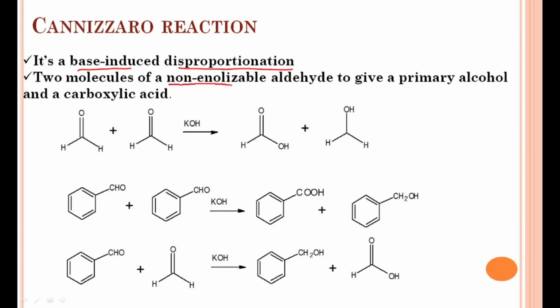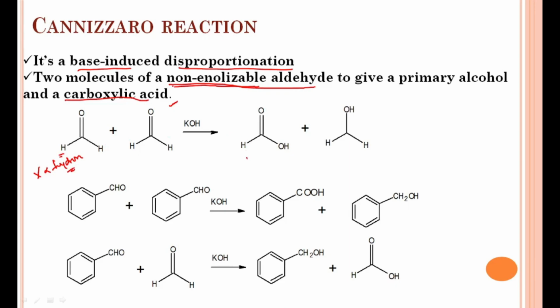Now, non-enolizable aldehydes will give a primary alcohol and a carboxylic acid in Cannizzaro reaction. Okay, we must have a non-enolizable aldehyde, which will contain no alpha hydrogen. If you see this example, this is formaldehyde. It does not contain any alpha hydrogen, no alpha hydrogen.